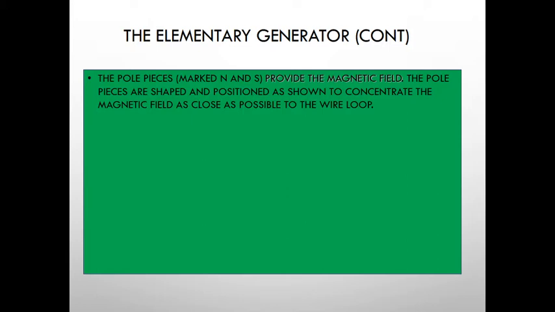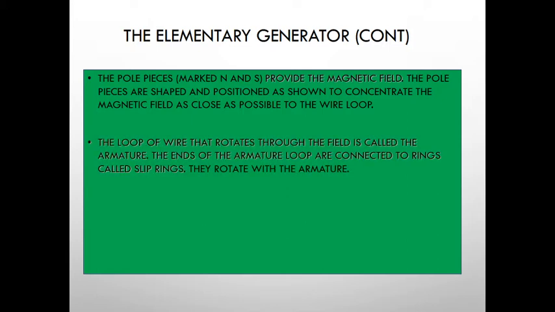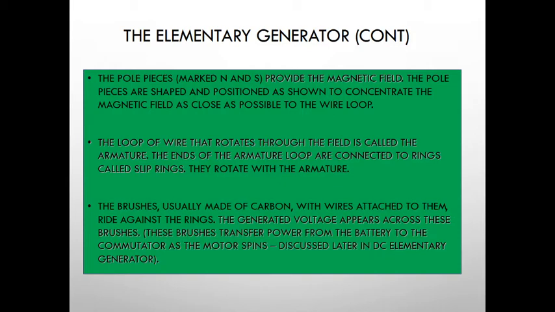as it rotates. A loop of wire that rotates through the field is called the armature. Katong nagtuyok, armature ang tawag ana. So the ends of the armature loops are connected to rings, mga gitawag og slip rings. So they rotate with the armature, no? So ang tumoy sa imong armature loop, connect na siya sa slip ring. Remember ha, AC generator pa ta. They rotate with the armature, I mean.